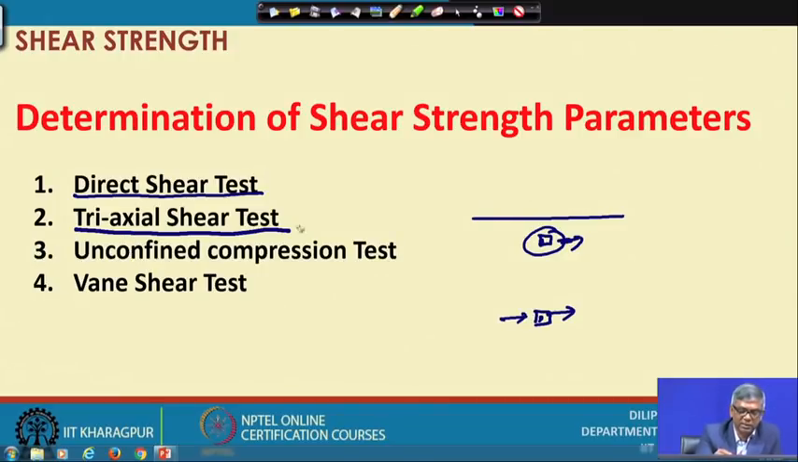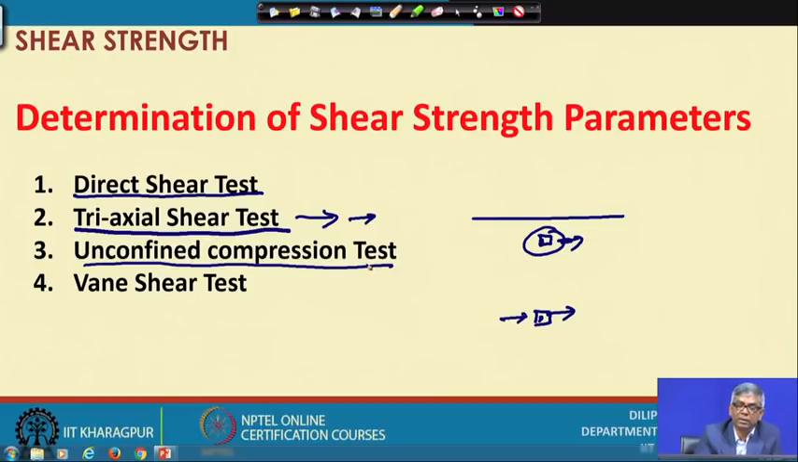So, the triaxial system is a universal test where we can vary different parameters and simulate different field conditions. Because of that, this is a very universal test, and any type of soil can be tested by the triaxial shear test.